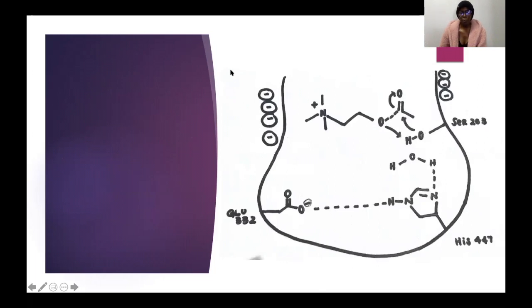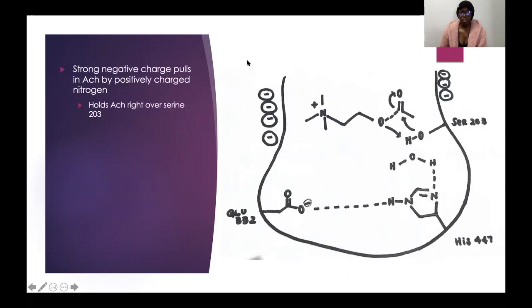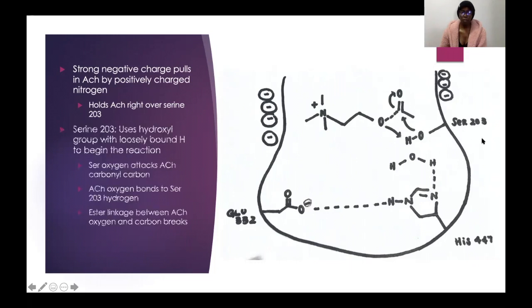And so for our mechanism of our reaction, it basically starts off when acetylcholine gets close to the entrance of that gorge. And what happens is that the positive charge on one end of the acetylcholine molecule, because of the nitrogen, is strongly attracted to that negative charge in the gorge. And what happens is that this negative gorge here is actually able to orient the acetylcholine in a position right over the serine 203 to initiate that reaction.